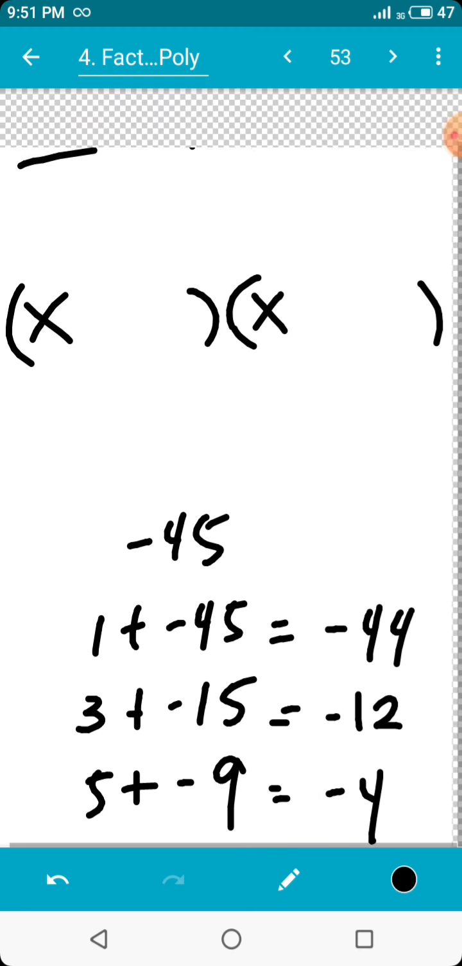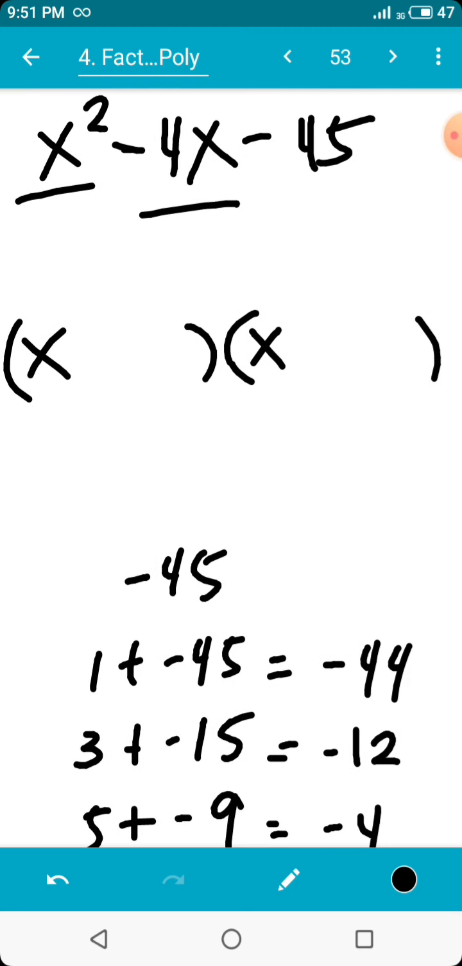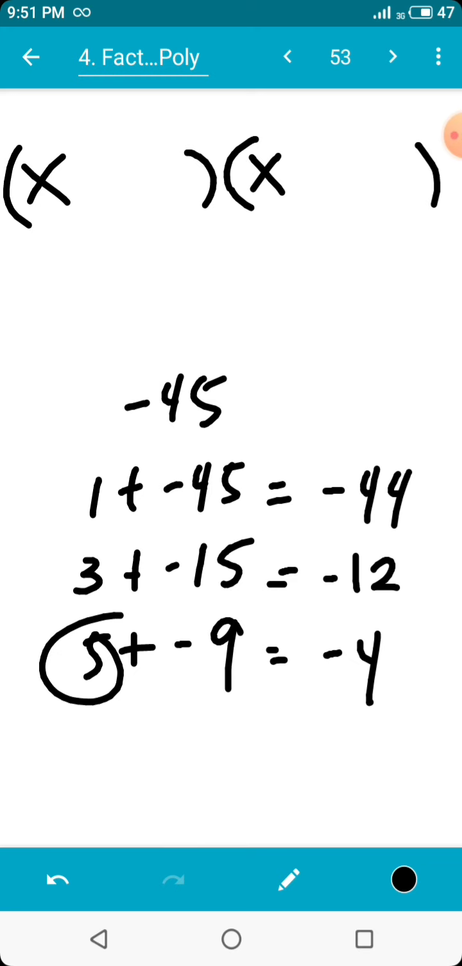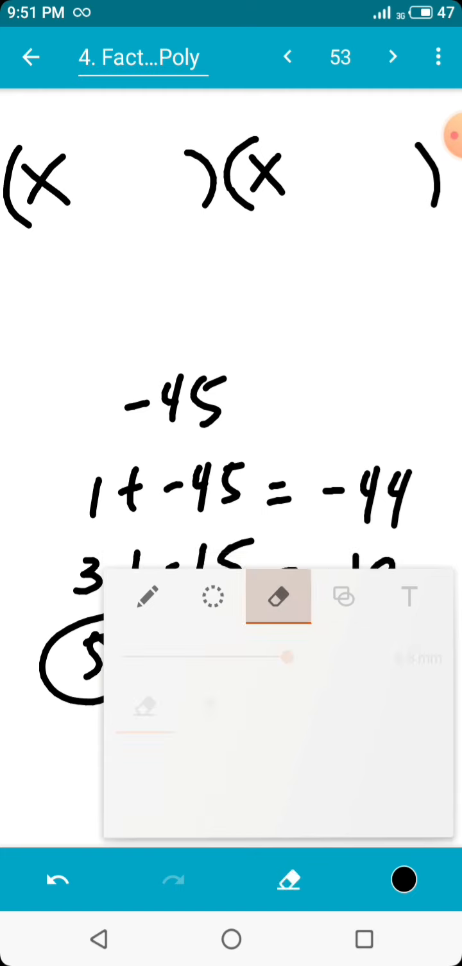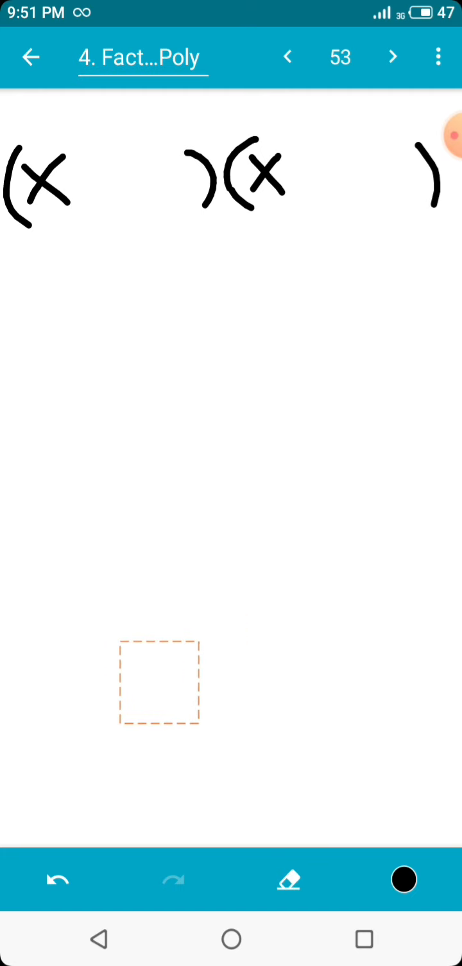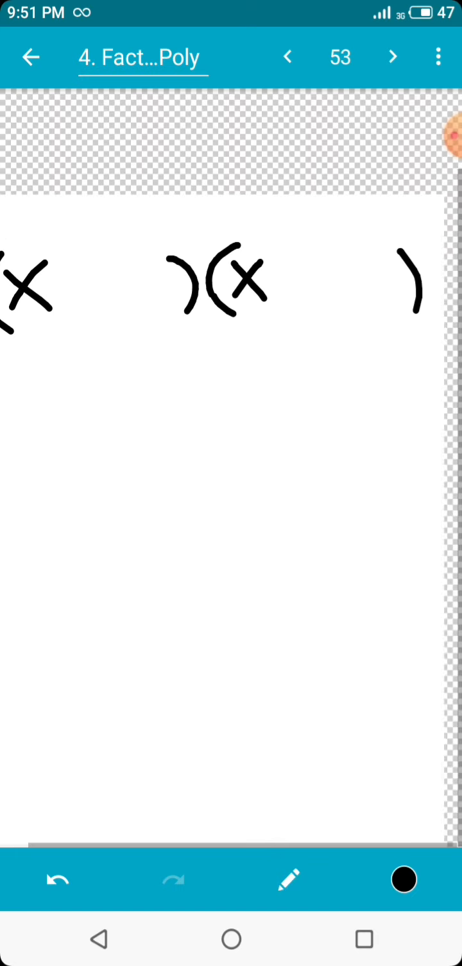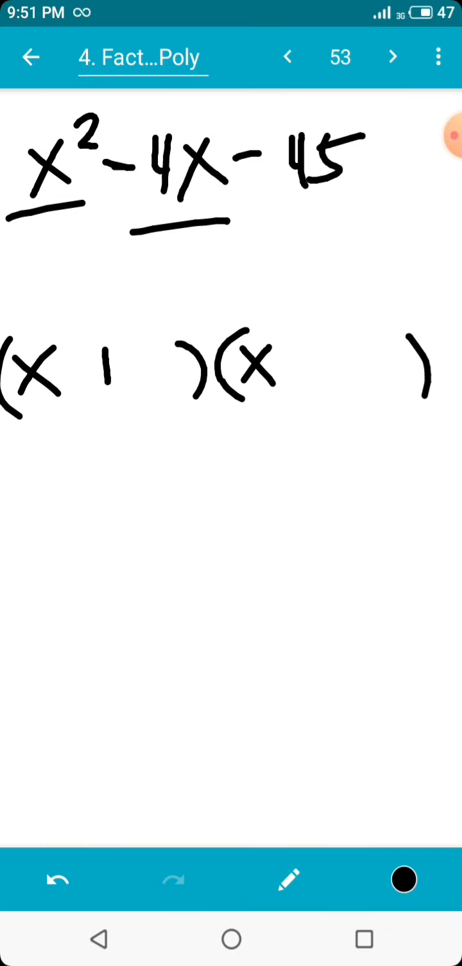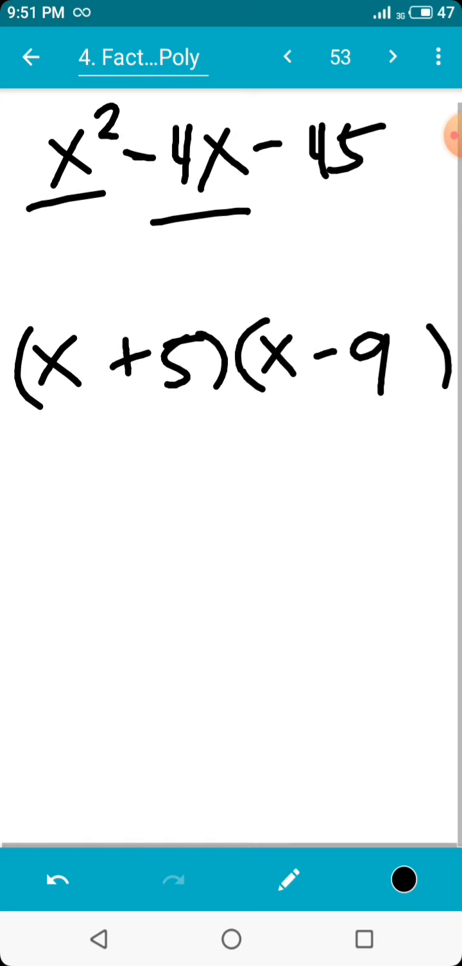Okay? So, ito yung coefficient ng gitnang term. So, ibig sabihin, ang hinahanap natin factors ay positive 5 and negative 9. Okay? Positive 5 and negative 9. So, ito ang ilalagay natin dito. Isang positive 5, isang negative 9. Okay? So, ito ngayon yung factors ng x squared minus 4x minus 45.